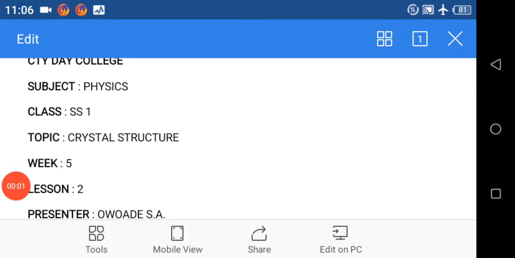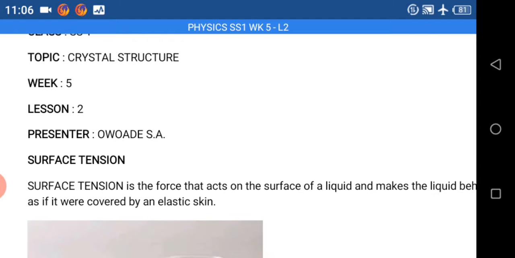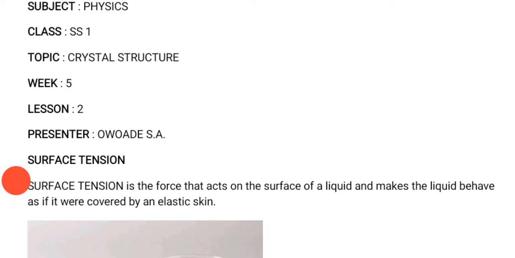This is second part, lesson 2, week 5. Crystal structure continues. We'll be looking at surface tension. Surface tension is the force that acts on the surface of a liquid and makes the liquid behave as if it were covered by an elastic skin.